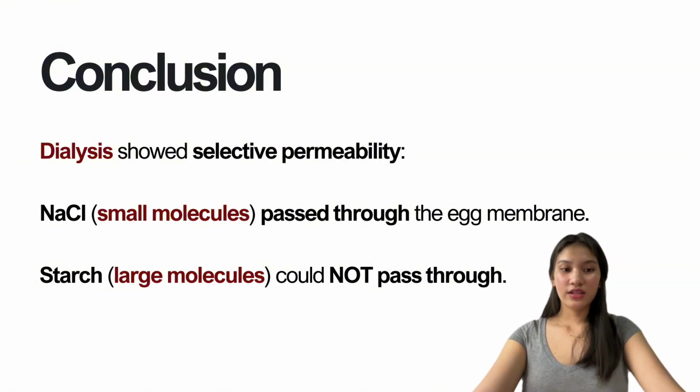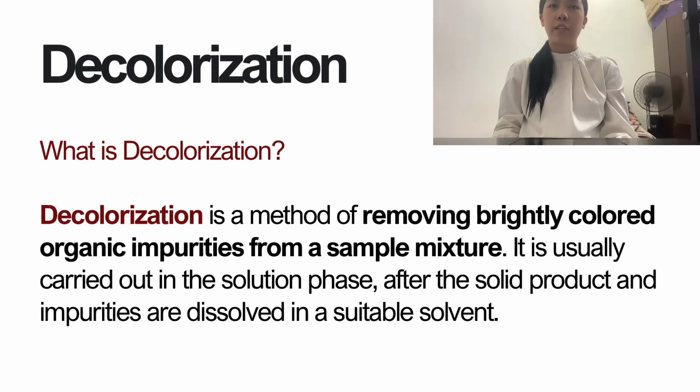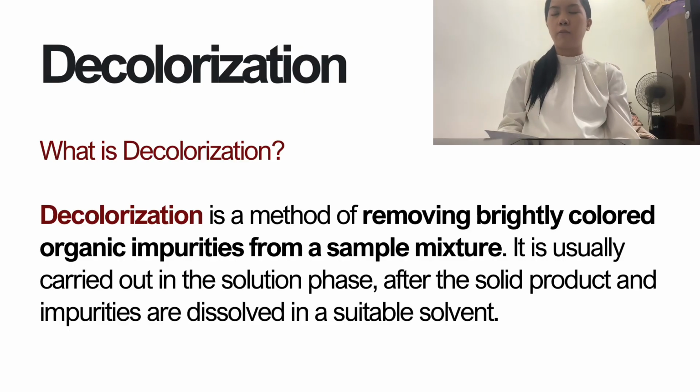So, sodium chloride is a small molecule that passed through the egg membrane, and the starch is the large molecule that cannot pass through the egg membrane. Decolorization. Decolorization is a method of removing brightly colored organic impurities from a sample mixture. This is to get rid of unwanted color substances in a mixture. In the procedure, it is called the decolorization of brown sugar.